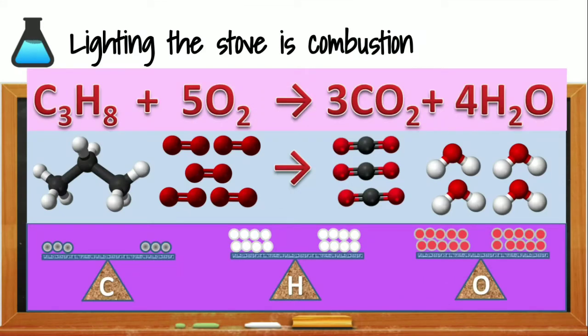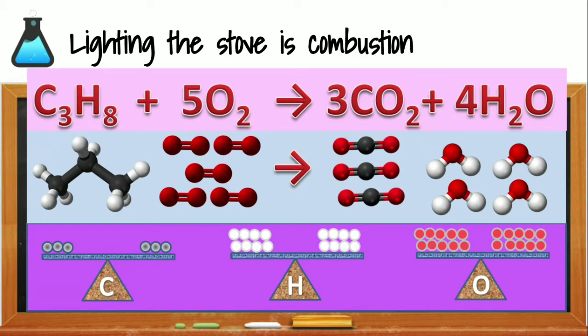When I start making crepes, the first thing I need to do is light my stove and warm up the pan. To light my stove, I'm going to use combustion. Combustion is a chemical reaction where bonds are broken and new bonds are formed. The properties of the products are completely different than the properties of the reactants. In combustion, the products are always carbon dioxide and water.